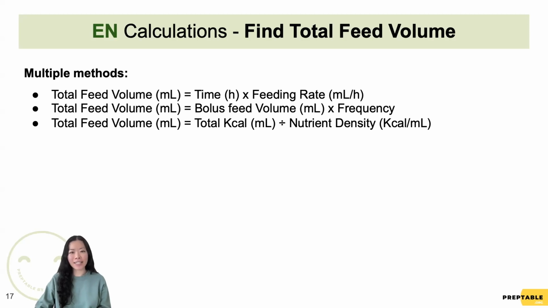Moving on. The second method is very similar in logic. If you know the volume of each bolus feed, multiply that by the frequency, and you will know the total feed volume. Lastly, if you know the total kcal prescribed, divide that by the nutrient density of the formula. You can also get the total feed volume.